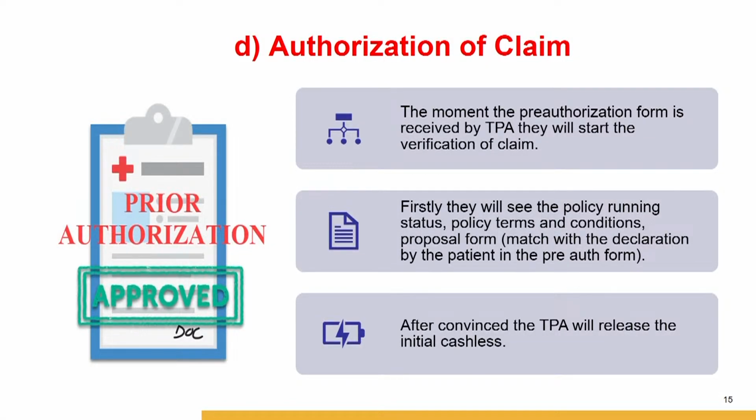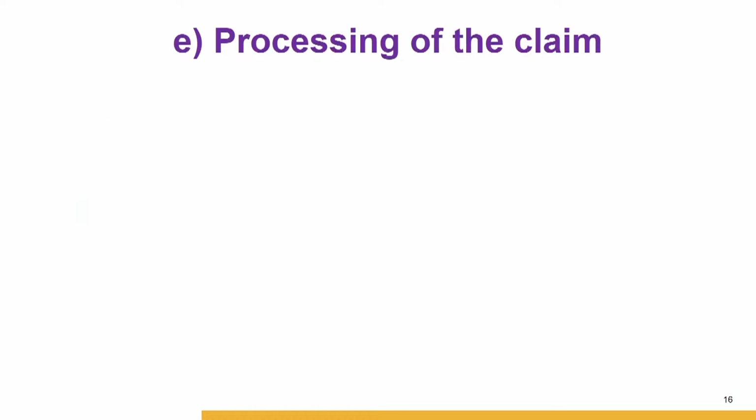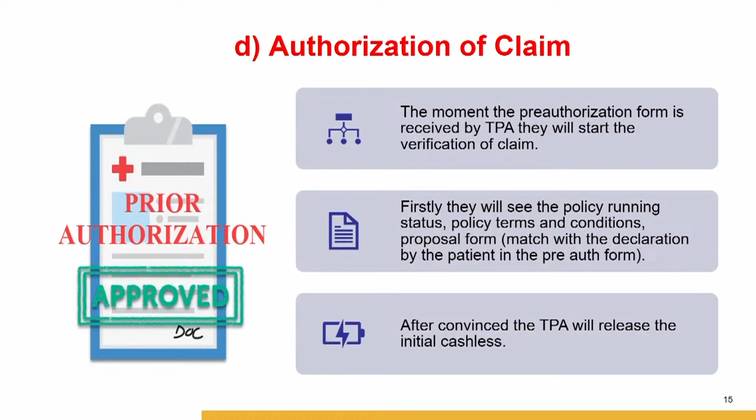So the moment the pre-authorization form is received by the TPA, they will start the verification of the claim, right? That's the one thing which they are going to do. They will see the policy running status, policy terms and conditions, and whether the proposal form matches the declaration by the patient in the pre-authorization form. After being convinced, the TPA will release the initial cashless. So they are going to check everything, right?